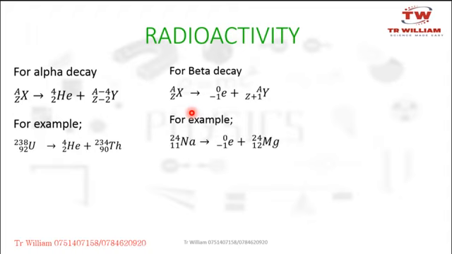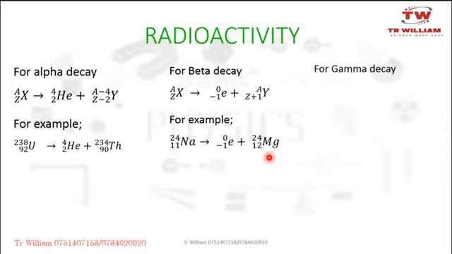If we have sodium, which is sodium 24, 11, and it decays by undergoing a beta decay, it will end up turning into magnesium. Why? Because its atomic number will increase to 12, and yet its mass number remained 24. And we know the atom which has a mass number of 24 and atomic number 12, that is magnesium. So that's how a beta decay occurs.